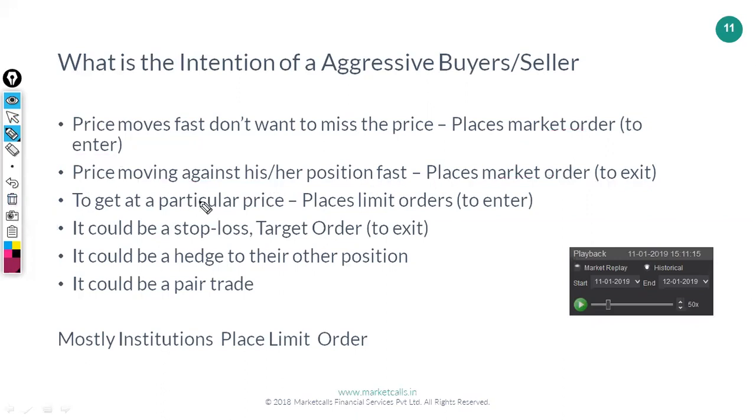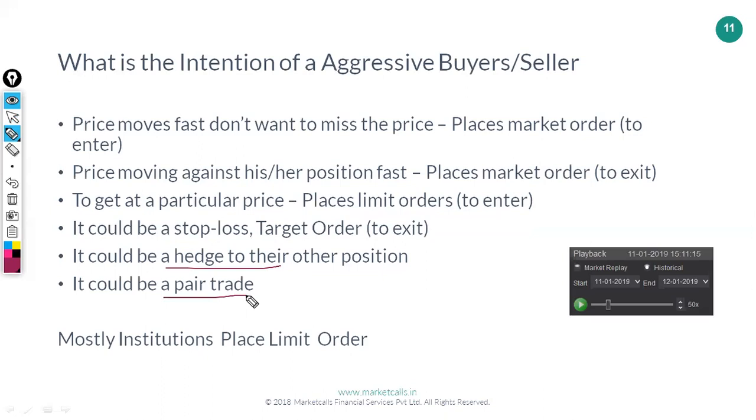There are certain people who place limit orders to enter, because they want to get a particular price. It's mostly an entry order. When it comes to exit orders, it could be a target order, where they want to exit at a particular price, or they want to exit at a certain price level when a certain threshold is reached against their position. So it could be a stop loss order or a target order. They generally tend to exit at those locations. Some people want to hedge, and for some other people it could be a pair trade. So the intention could be of multiple conditions.